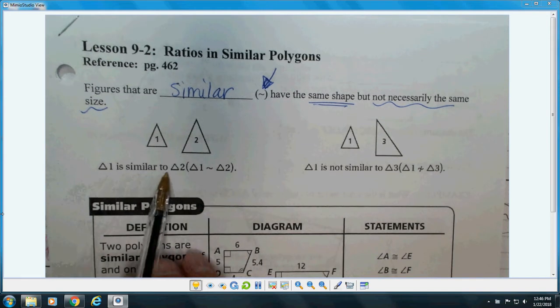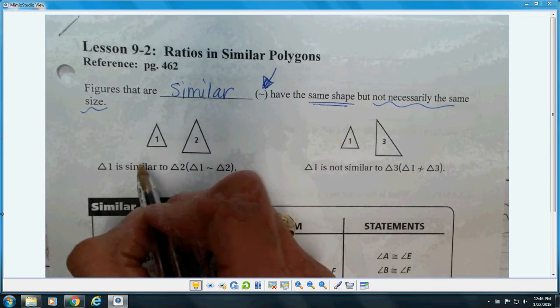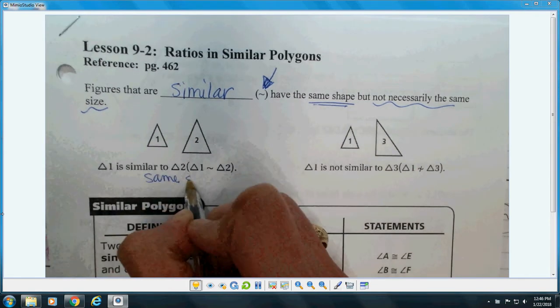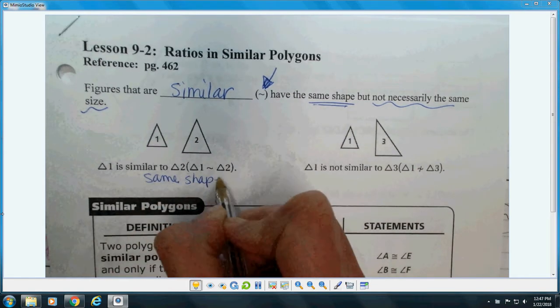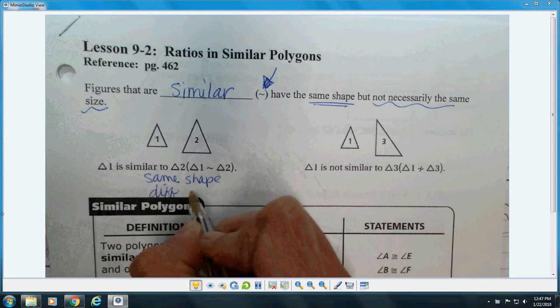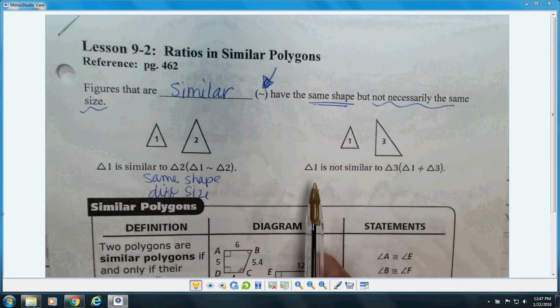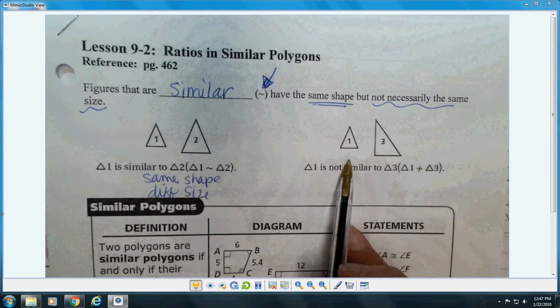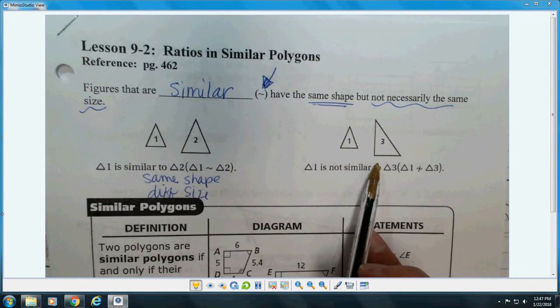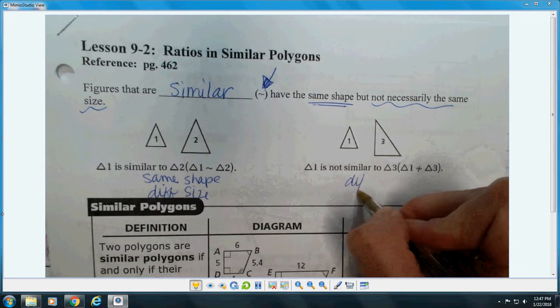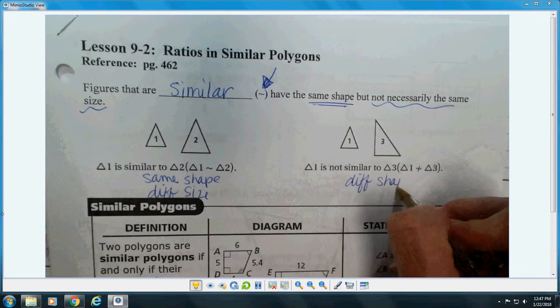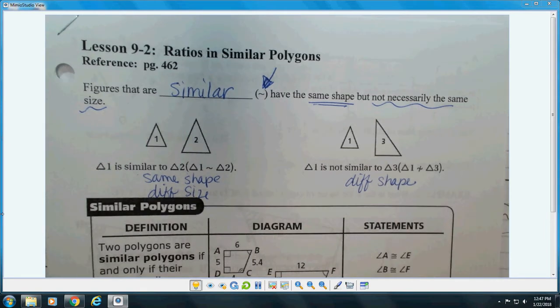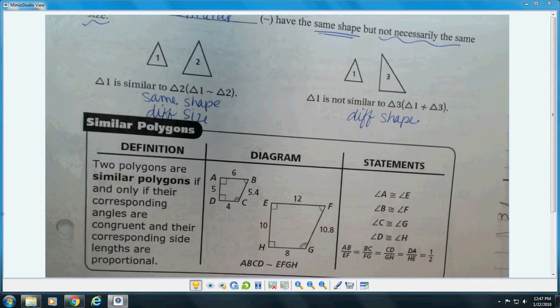Triangle 1 is similar to triangle 2. That is because they have the same shape, but a different size. Are angle 1 and angle 3 similar? No, why not? They have a different shape. Okay?